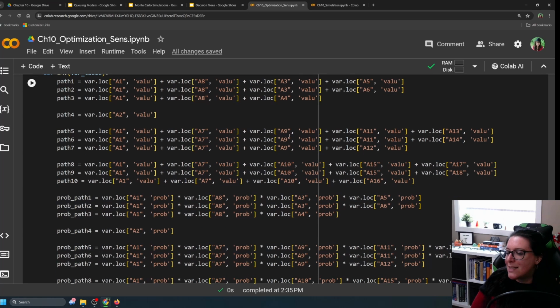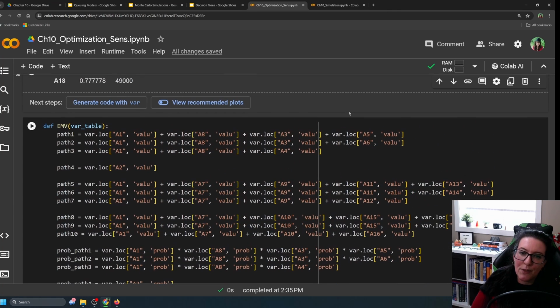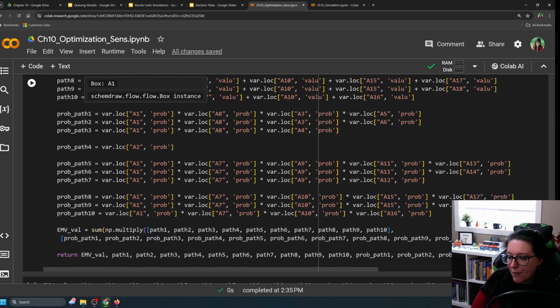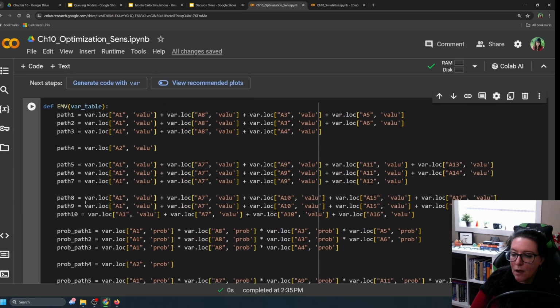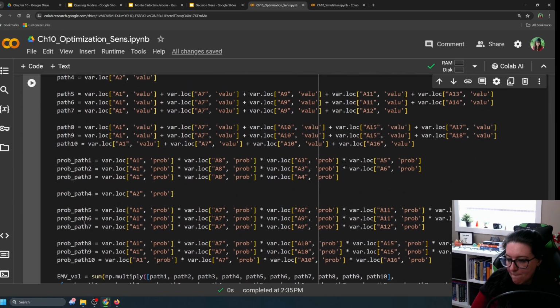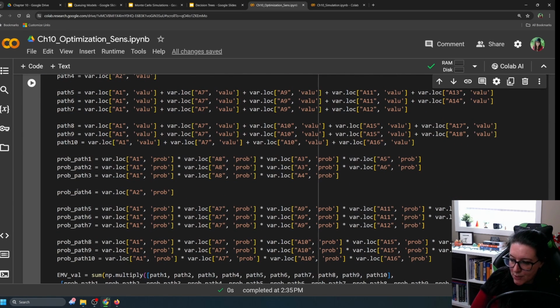A1, A7, A9, A11, A13. So we're listing out all of the paths. So your function here is to list out all of the paths. And then once you do that, we need the probability of all the paths. Okay, so this is really just a replication of the code above with the change from value to probability.